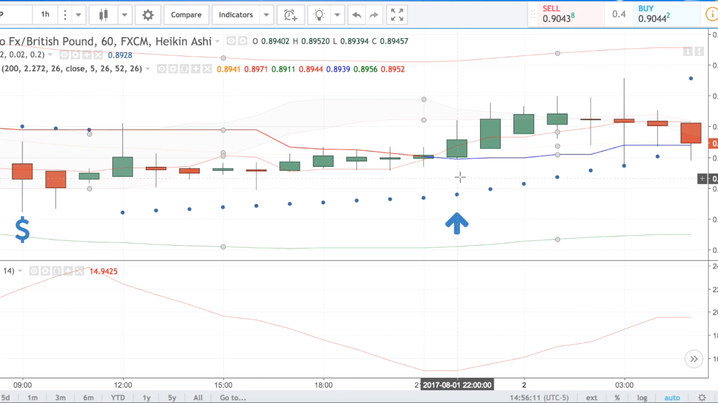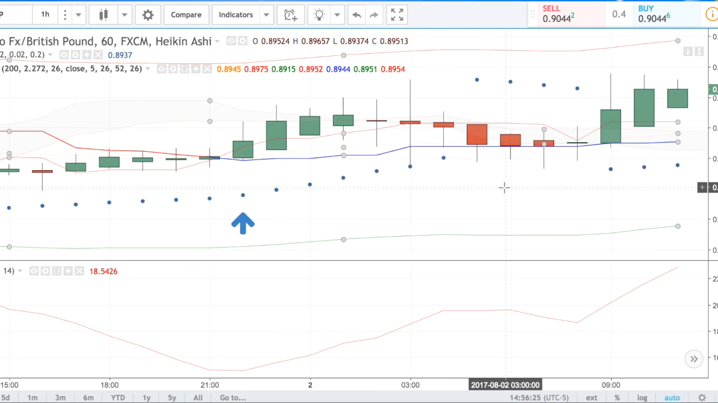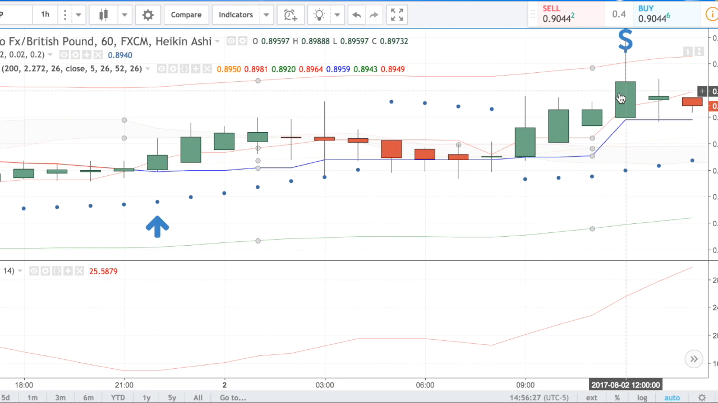As you can see, the green candle went above the EMA, the moving average line. The moving average line was blue, which indicated that it was trending up. And as you can see here, we'll stretch it out, and then you can see we got out here.